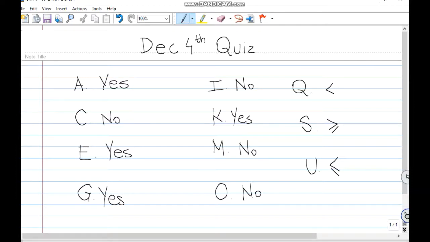Multiple choice, we have most of the answers here. It's very straightforward. You have to plug the points into the inequalities and find if it is a solution, yes, or if it's not a solution, no.